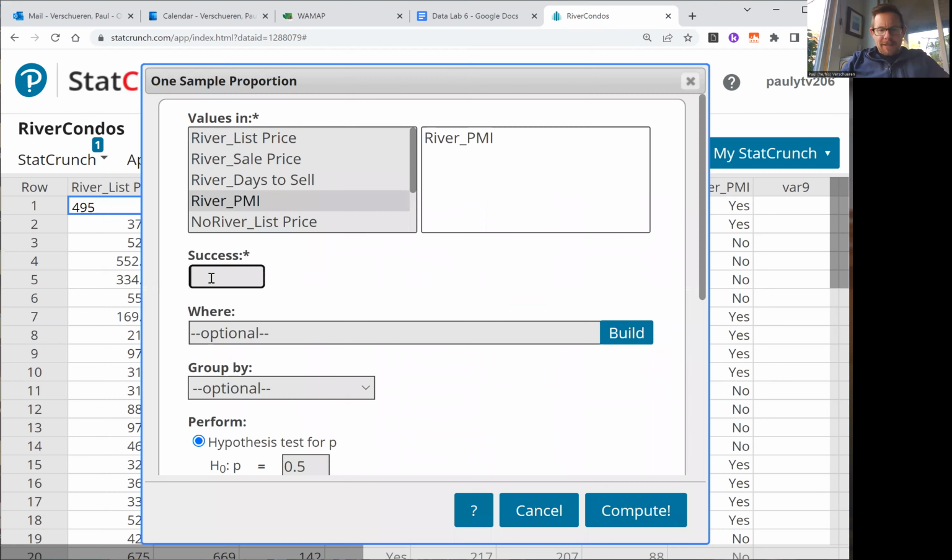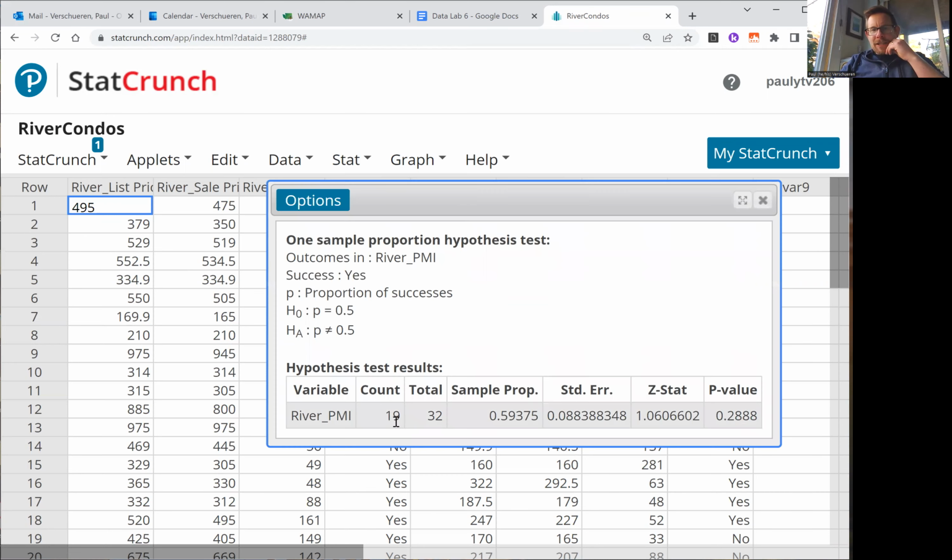It didn't define success. That's a yes. So as you can see here, there are 19 yeses in that list out of 32, which means the other 32 minus 19, 13, have to be no's. So 19 yeses, 13 no's make up that total. And you can literally hand count them from the column if you want.